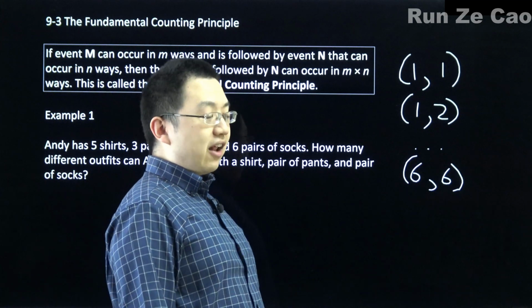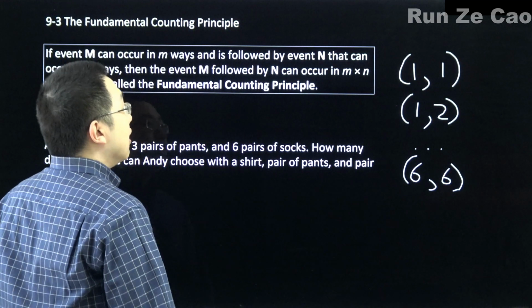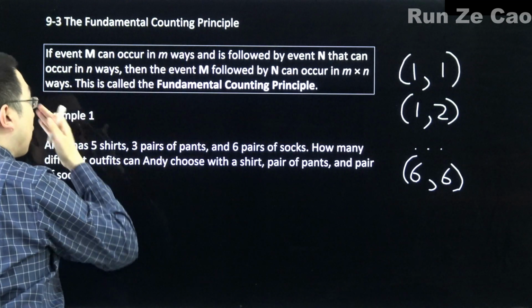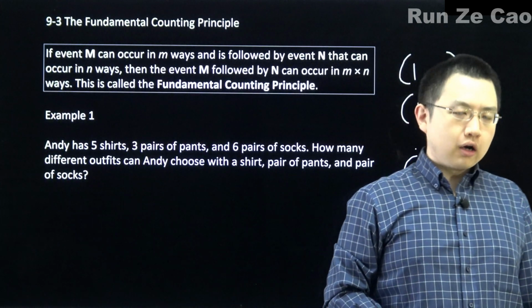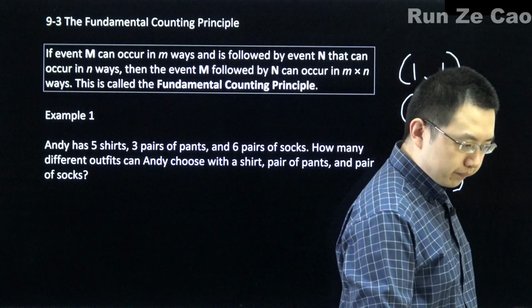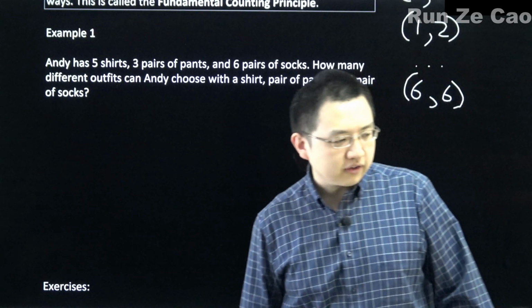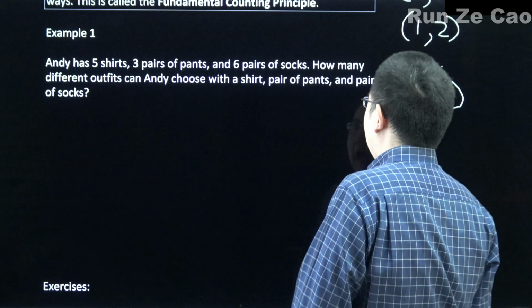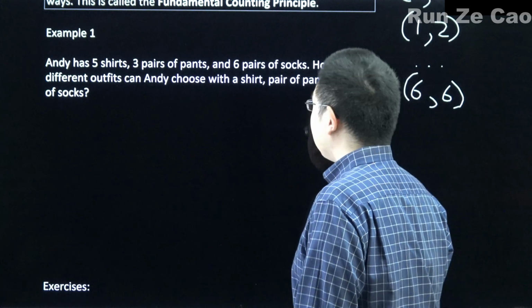So, instead of drawing a gigantic tree diagram, we can just multiply the number of ways the events can occur to get how many ways they can occur in order. Now, let's say Andy has 5 shirts, 3 pairs of pants, and 6 pairs of socks. How many different outfits can Andy choose with a shirt, pair of pants, and pair of socks?